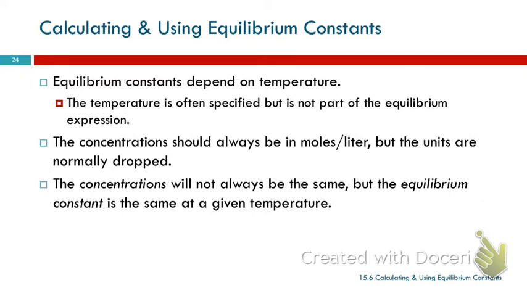At a particular temperature, the equilibrium constant is always the same. The concentrations can be very, very different. But the relationship between them always gives us the same constant.